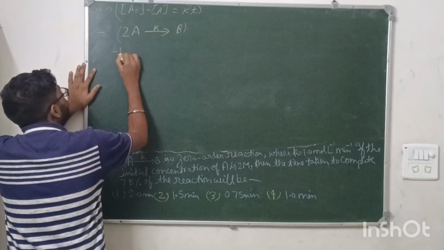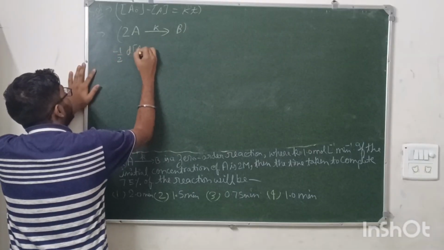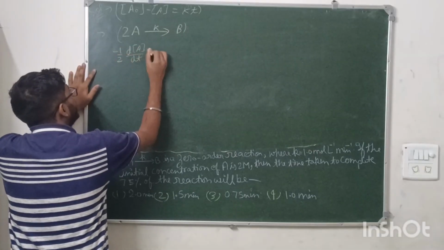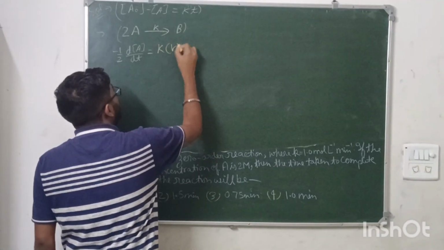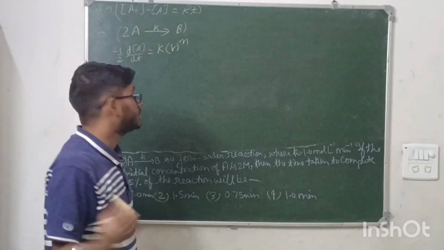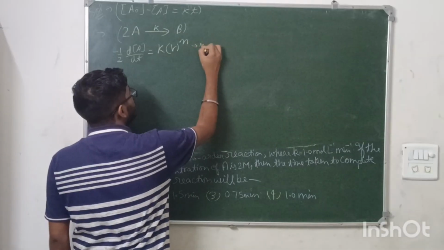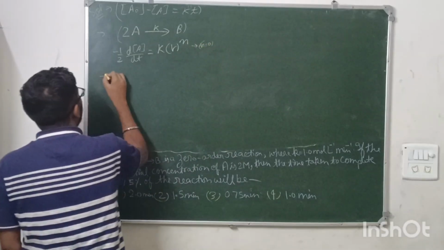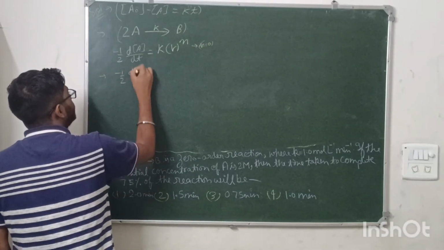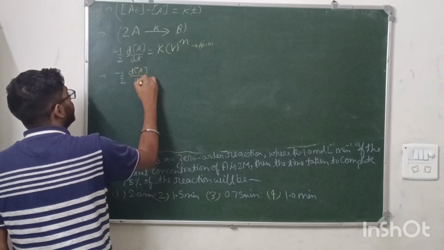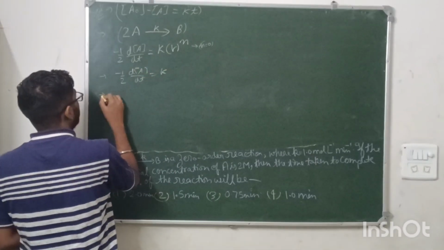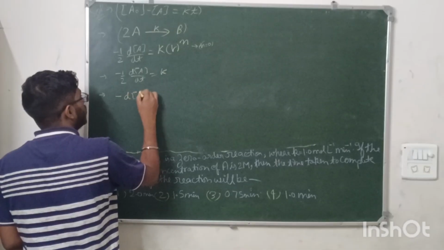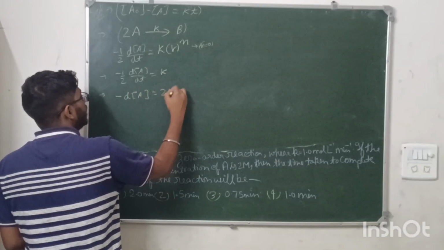You know how to write it: minus 1 by 2 dA by dt is equal to K times R to the power n, where n denotes the order of reaction. Here the order is 0, so n will be 0. So minus 1 by 2 dA by dt is equal to K. Now what will you do? Now minus dA will be 2K dt.